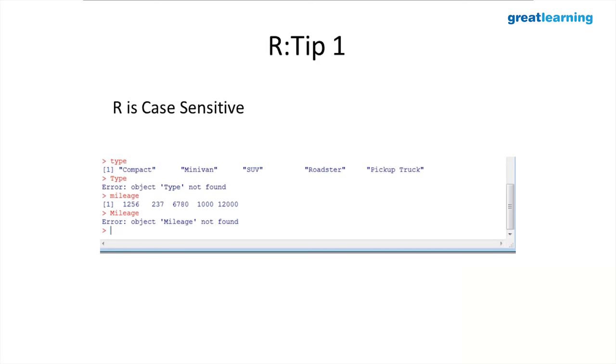So today in this session, let's review what we did. We basically picked up a case of cars, and we defined a type vector, which is a character vector, and we defined a mileage vector, which is a numeric vector. Plus we saw how we extract elements from a vector, and we introduced the first step, which is R is case sensitive. So in future sessions, we'll see how this case sensitivity works.